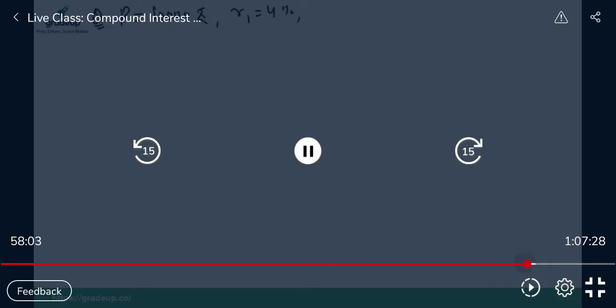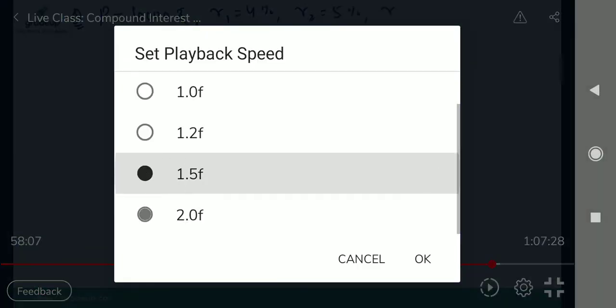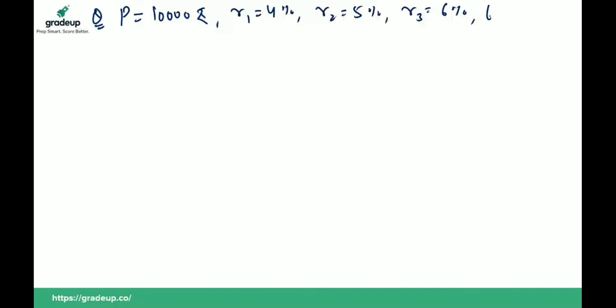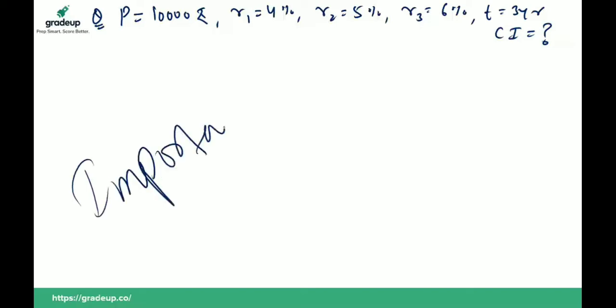Now, the question is, if the rate is different, let's say principal is 10,000. First year rate of interest is 4%. Second year rate of interest is 5%. Third year rate of interest is 6%. Time is 3 years. We have to find the CI of 3 years. Guys, this is a very important question. Please try to solve this question and give the answer in the comment box. This question is based on different rates of interest.